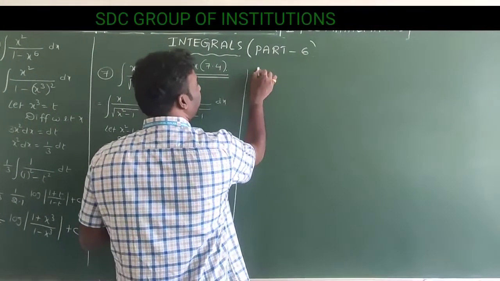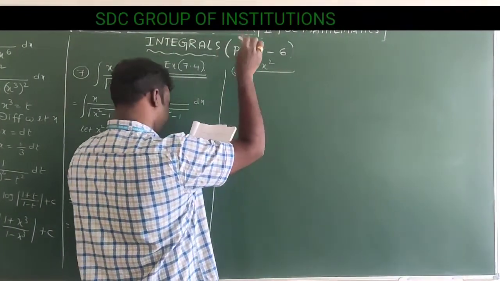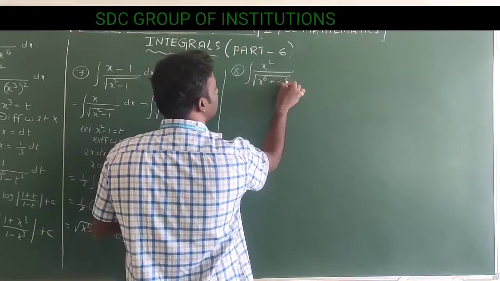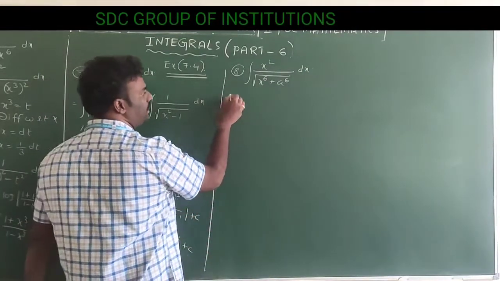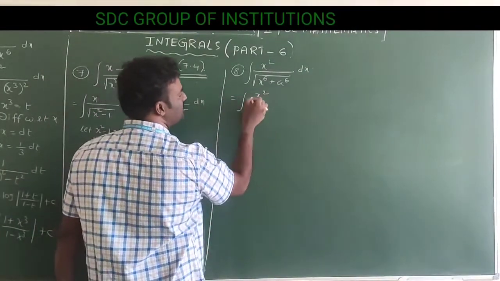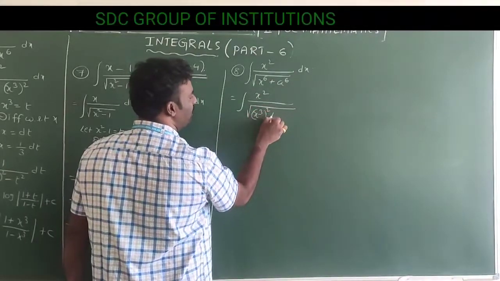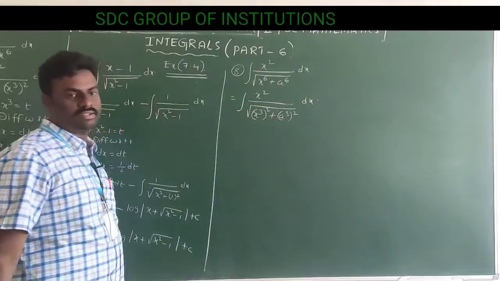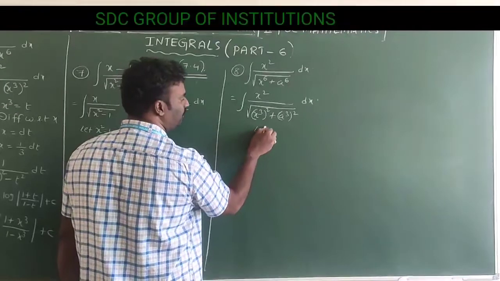8th question. Evaluate integral x square by under root of x power 6 plus a power 6 dx. Okay, now it can be written as integral x square by under root of (x cube) whole square plus (a cube) whole square dx. Now x cube equals t.